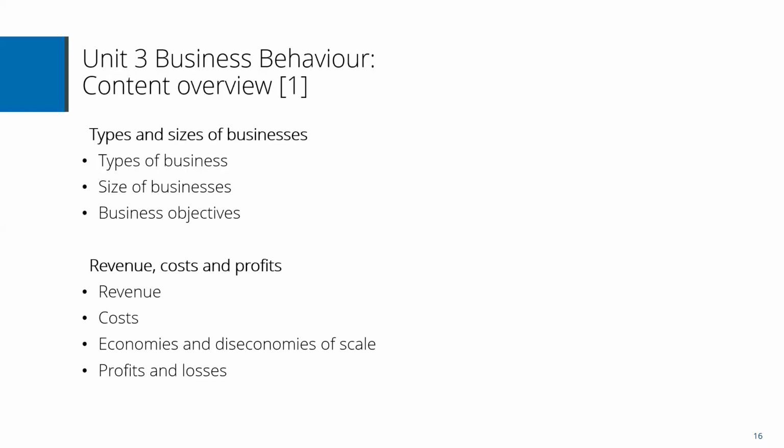On we go then to look at Unit 3, Business Behaviour, a content overview of this. Types and sizes of business, and revenue, costs and profits are the main areas in part 1 of Unit 3. Joint ventures and state-owned enterprises are included in the section on types of businesses. However, transnational companies, which were previously in this section, are now in Unit 4. That's important to note, particularly if you have students who are entered for the AS qualification. It's very important to know they're in Unit 4 now.